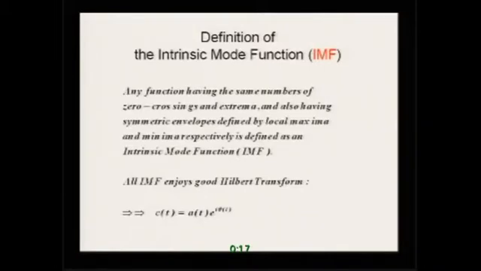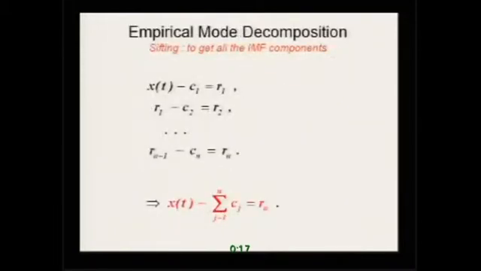Fourier function is a mode, but it's not intrinsic to the data. Fourier mode is a mathematical term, the sine. This is not a mathematical term. This function is derived from the data. So the intrinsic mode function will enjoy good Hilbert transformation. Now, once you take that away, what do you have?